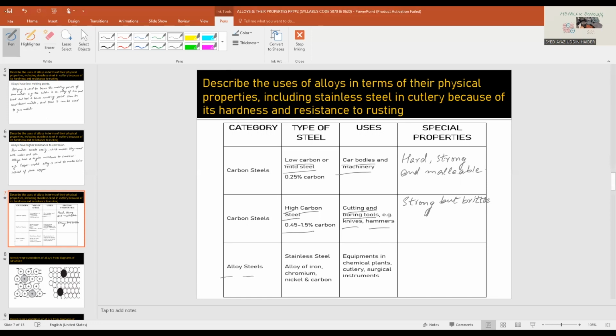Alloy steels like stainless steel, an alloy of iron, chromium, nickel, and carbon, are used in equipment in chemical plants, cutlery, surgical instruments. They are extremely durable. Durable means long life. They do not react. They have resistance to rusting and corrosion, even when heated.